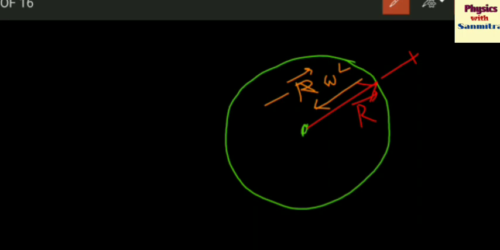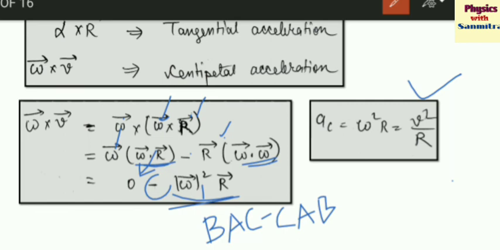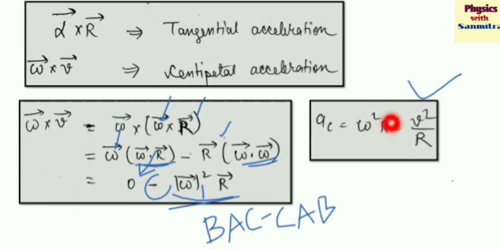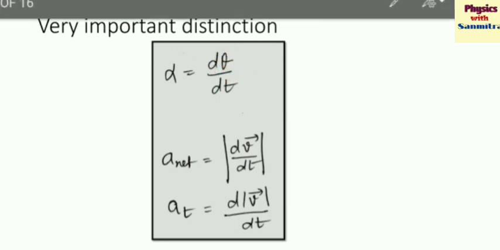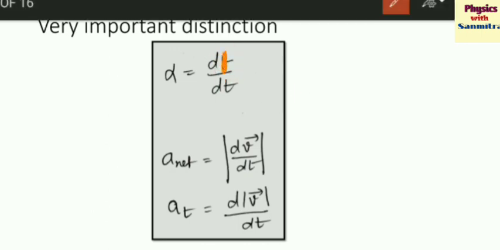So I think this much explanation is clear. Magnitude wise, AC is omega square r, that is v squared by r, because omega is v by r. Now very important discussion. Alpha again I have to write here, this is d omega by dt, that is the double derivative of theta, d square theta by dt square.